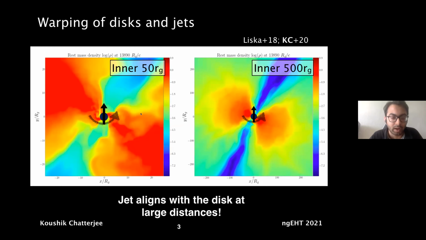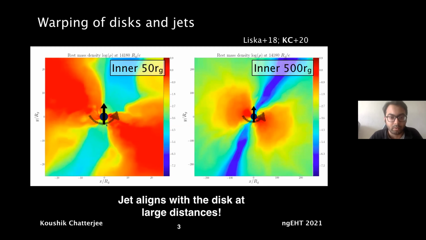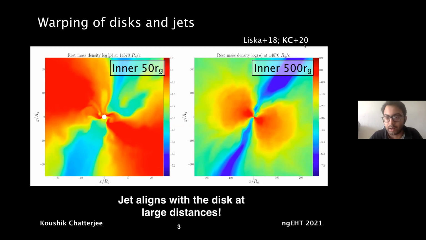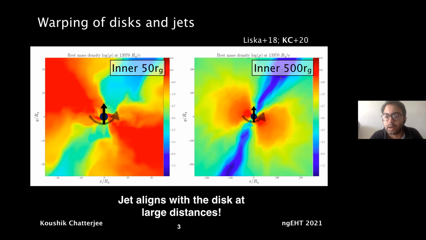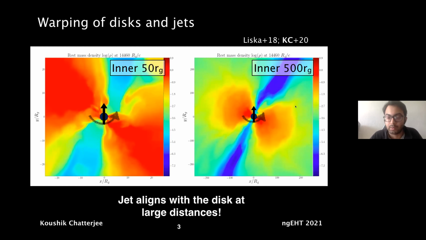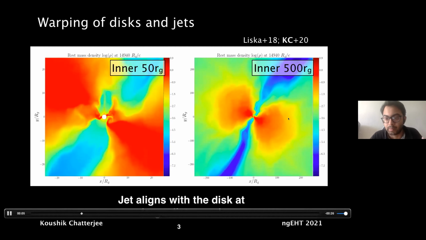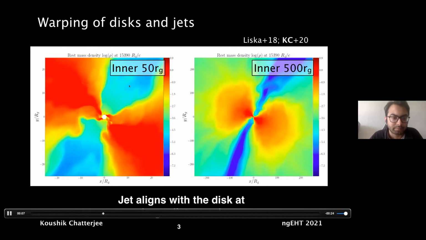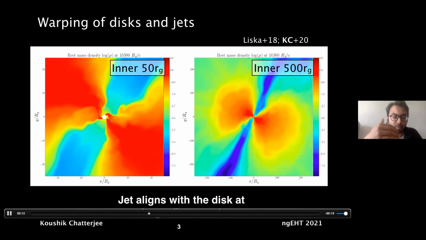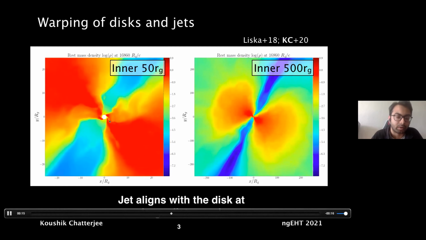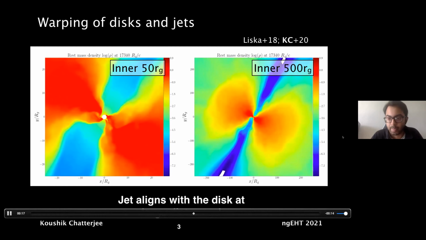On the left, I have the gas density within the inner 50 gravitational radii, and on the right is a zoom out of that. When I play it, you see that at larger radii, the jet and the disk are aligned with one another. That is, the jet is basically perpendicular to the disk. But at smaller radii, both the jet as well as the disk sort of warp around or tend to align with the black hole spin axis.